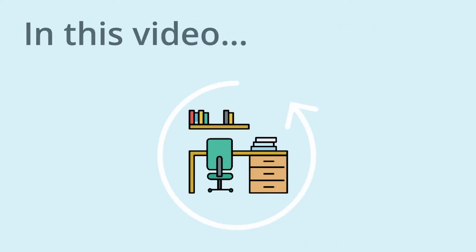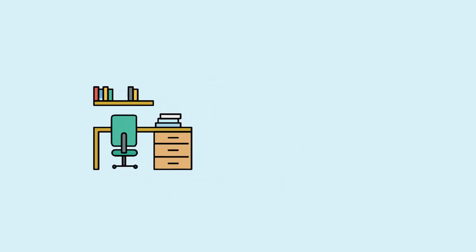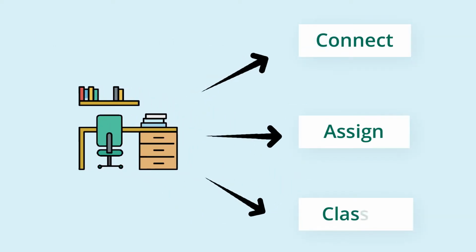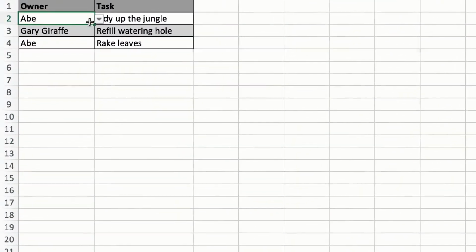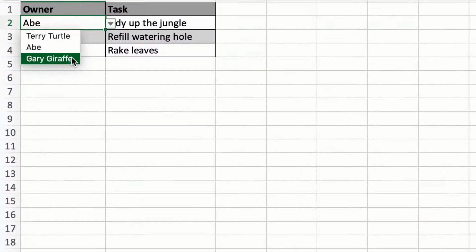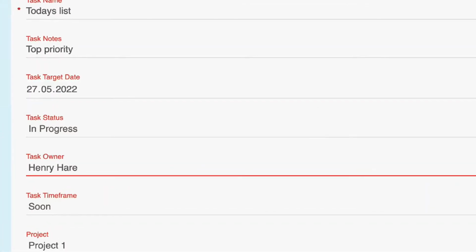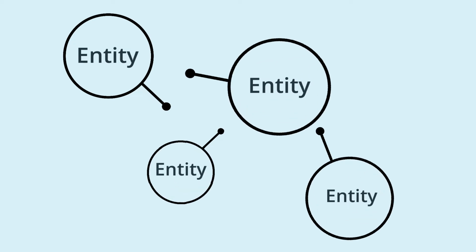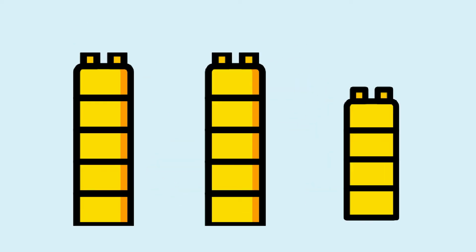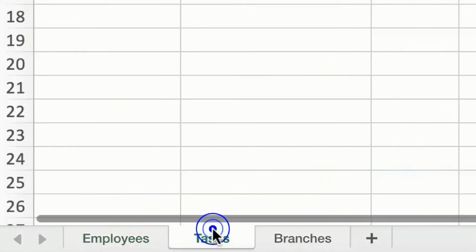In this video, we're going to expand our example Office Supplies app by using connections to connect, assign, or classify our data using dropdowns. Just like you can use your spreadsheets to pick from a dropdown list, connections let you set up dropdown lists in Appanzee. To make a connection is to relate different entities to each other. Remember, entities are the building blocks of your apps, similar to tabs in a spreadsheet.